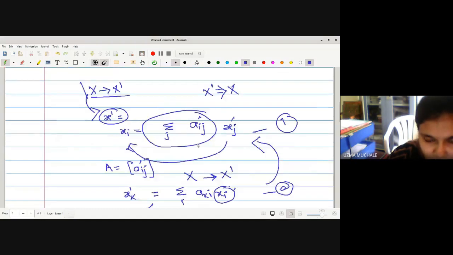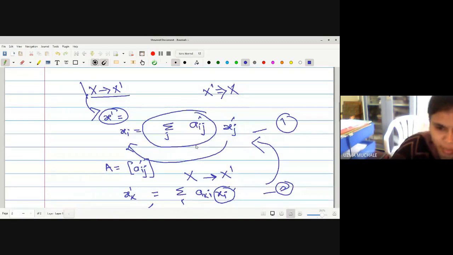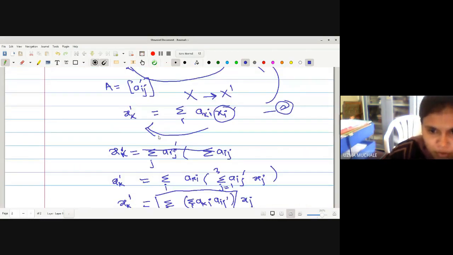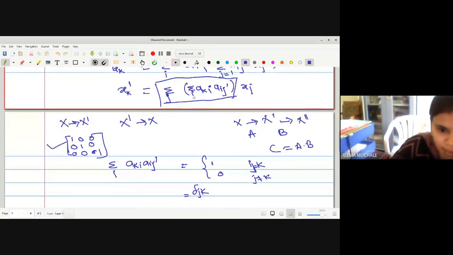How have we obtained this matrix? First we have seen the transformation from x dash to x, which is written as xi is equal to summation over j of aij dash xj. So what is A dash? A dash is aij dash, that is the matrix of the transformation from x dash to x. Next we have written the transformation from x to x dash, and this aki is nothing but a matrix A, the transformation from x to x dash. And this is aki, right? This is matrix A, and this is matrix A dash, correct?